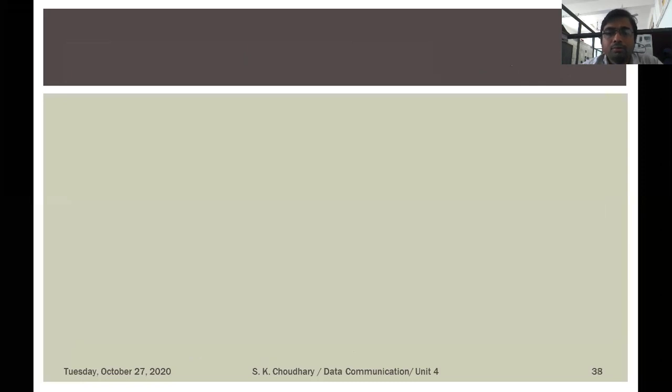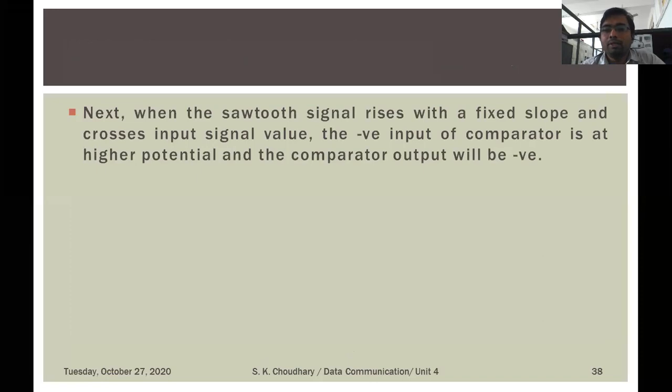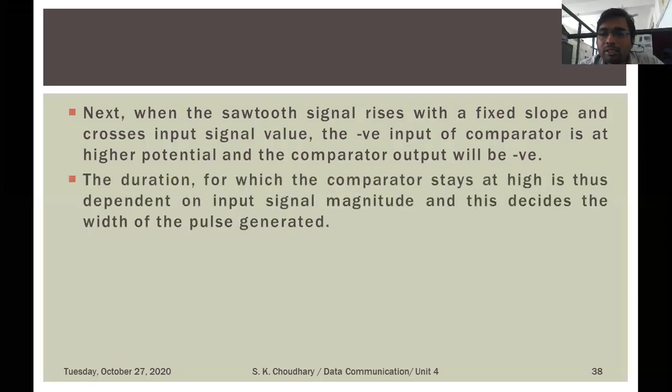Now we have to see that when the sawtooth signal rises with the fixed slope and crosses the input signal value, the negative input of the comparator is at higher potential, so the comparator output is negative, that I have discussed already. The duration for which the comparator stays at high is dependent upon the magnitude of the input signal, and this decides the width of the pulse generated. So the duration for which your comparator is at high, meaning positive, depends upon the input signal magnitude.